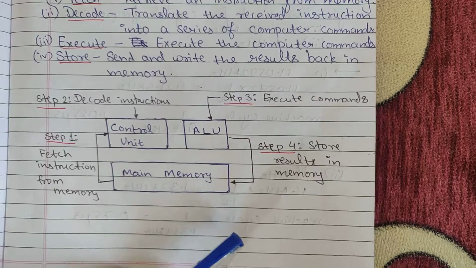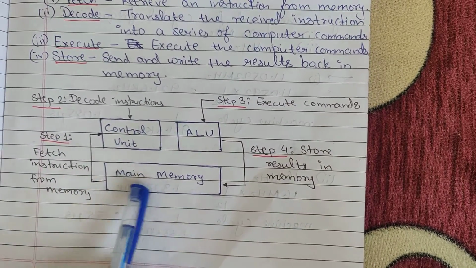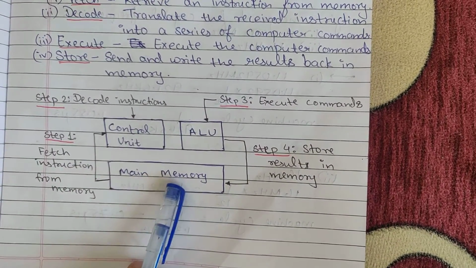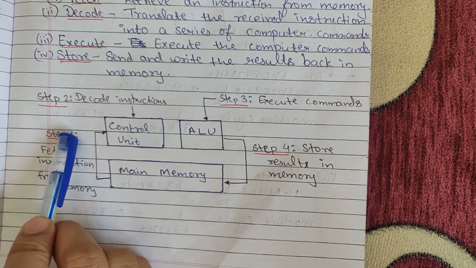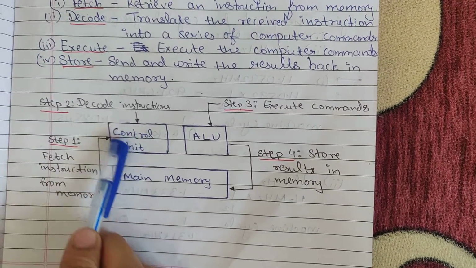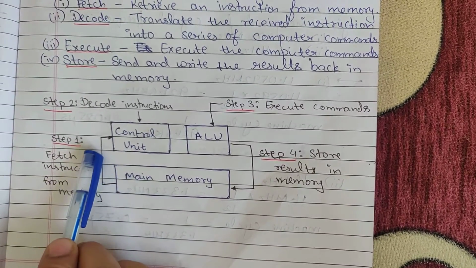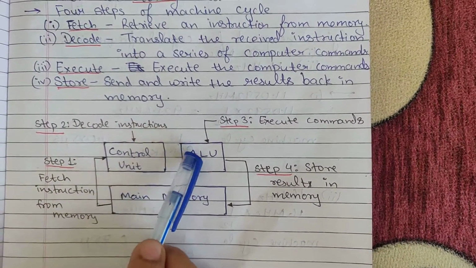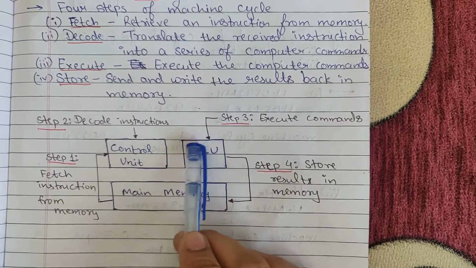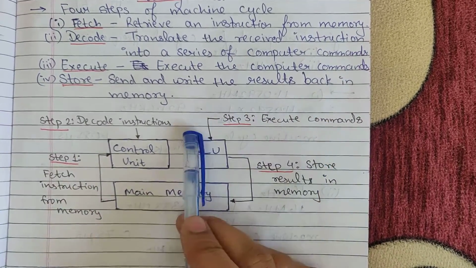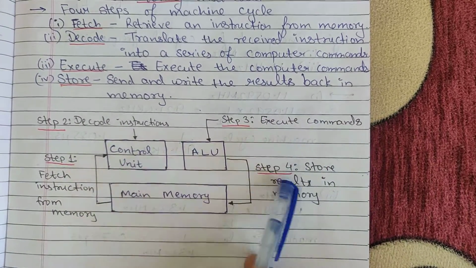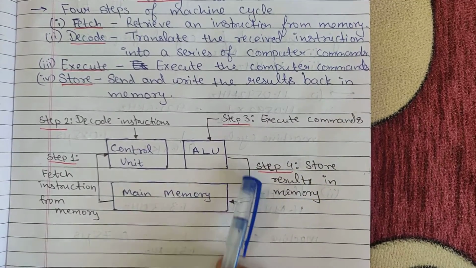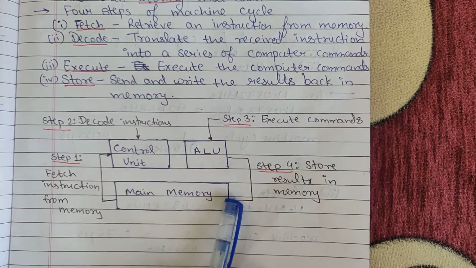I've drawn a simple diagram to show that flow. The first step is to fetch the instruction from the main memory, and this fetching is done by the control unit. It asks for the instruction, the control unit then decodes those instructions, then finally it is given to the ALU, which executes whatever instruction it has been given, and finally the result is stored back into the main memory.